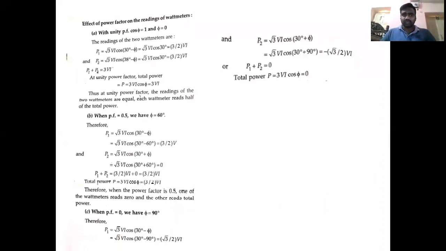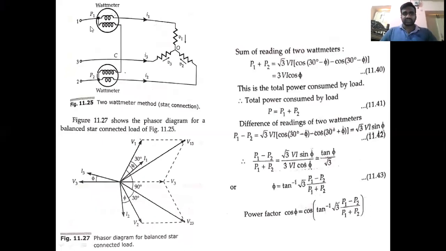If we see the behavior of voltage and current in this scenario, we will analyze the power factor in different cases. So what is the effect of power factor on the reading of wattmeters? Up to now we have defined power factor. Now we are going to analyze the effect of power factor on the wattmeter readings. Let us analyze the 2 wattmeter method for a three-phase, 3 wire system.